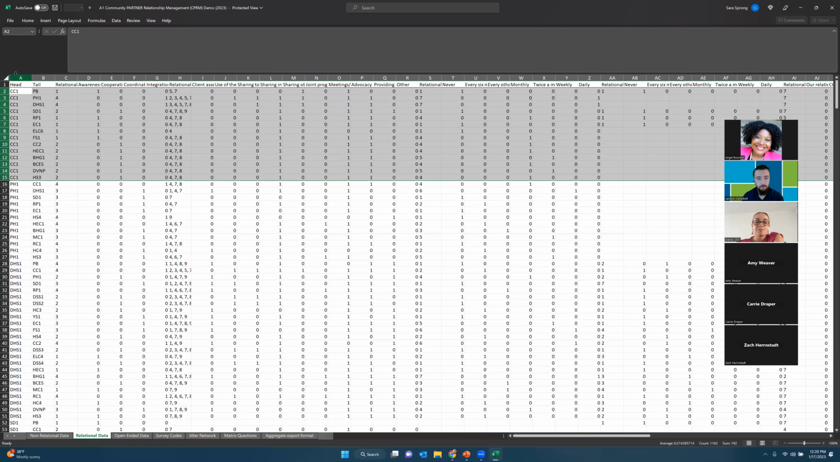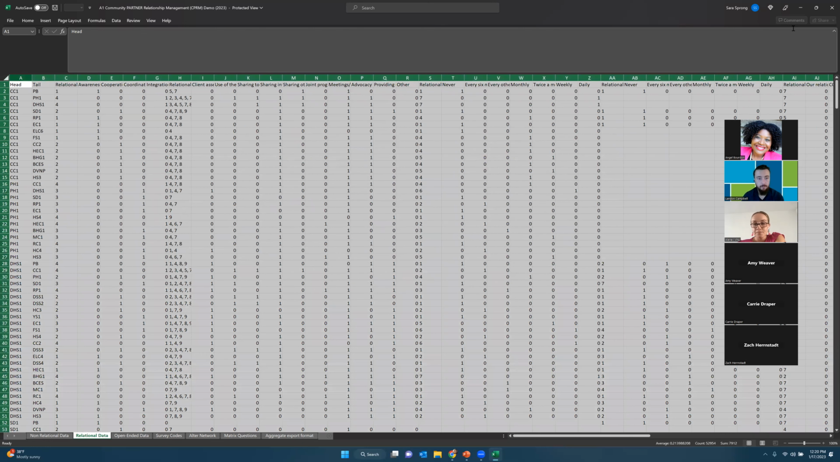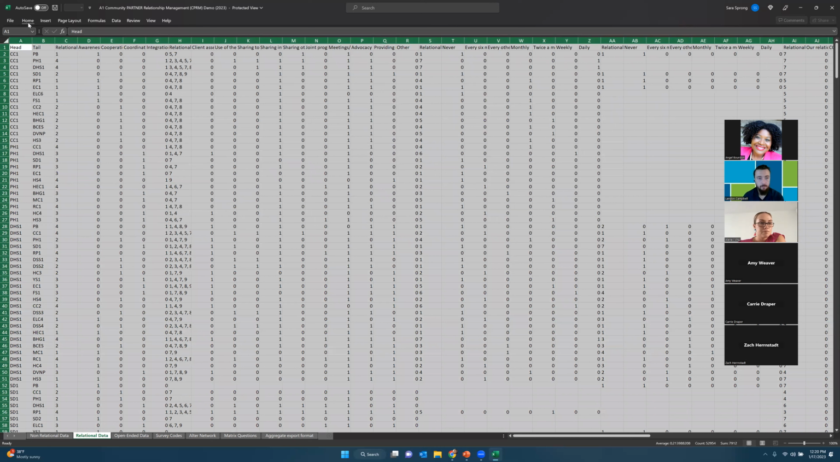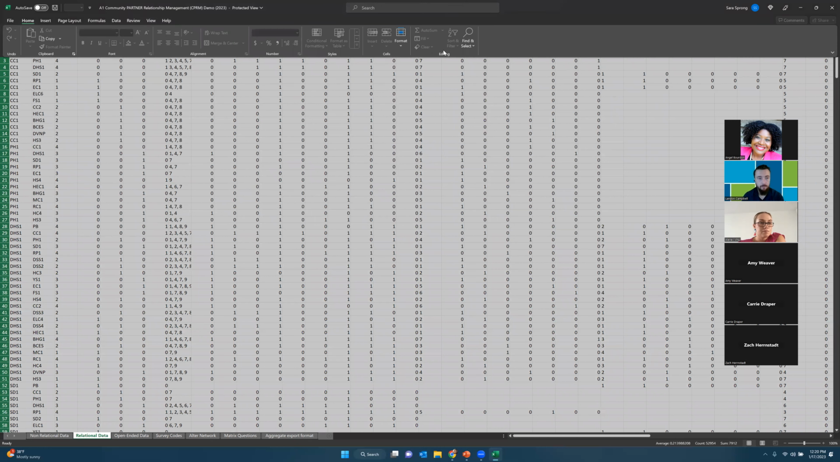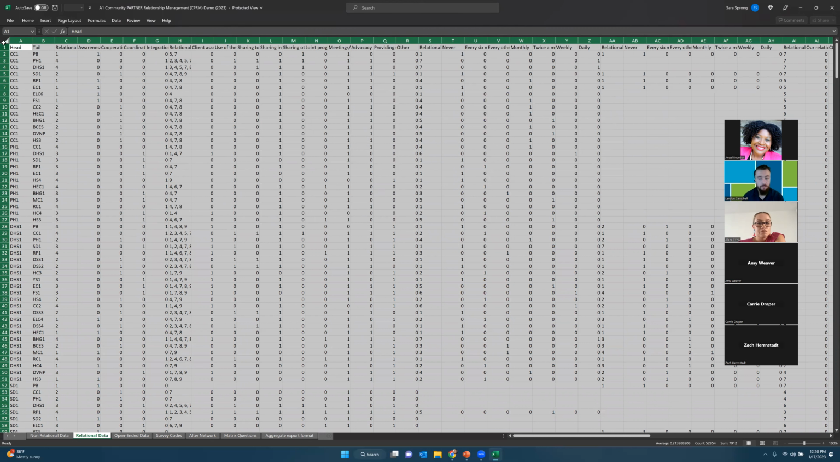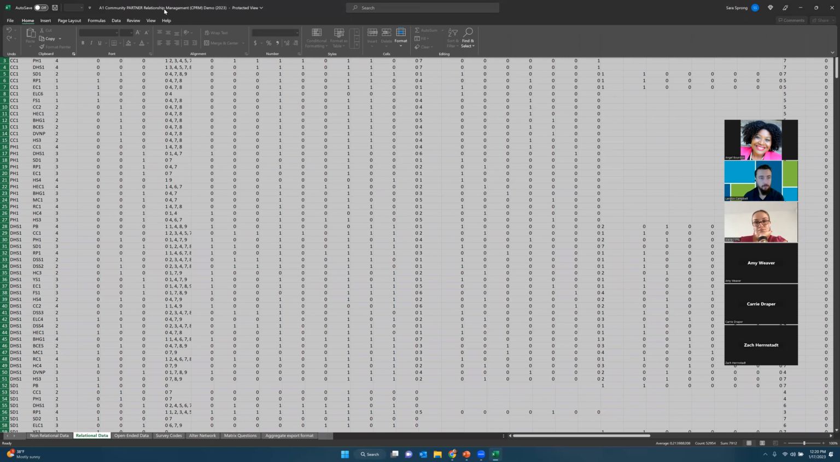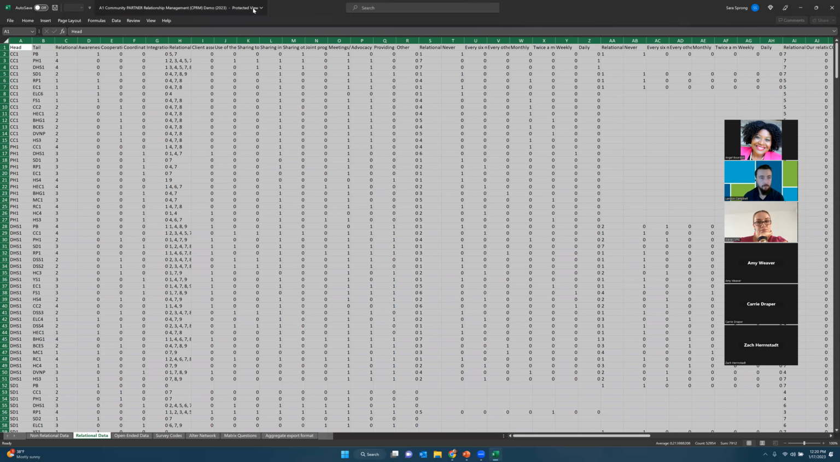And then the other thing you can do is you can sort by the tail. So when you sort by your tail, I don't know why it's not pinning my thing here, you're able to really see, oh, well, let me sort. I'm confused by what's happening here. Oh, it's in protected view.